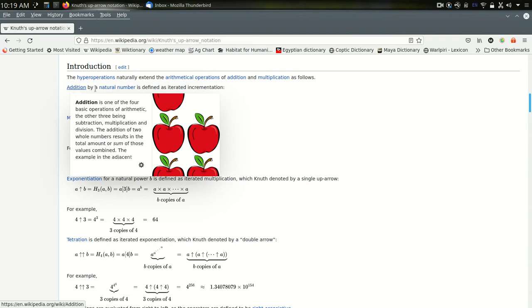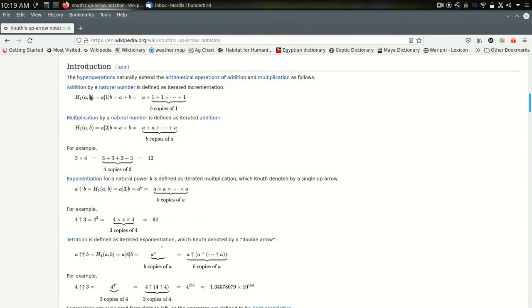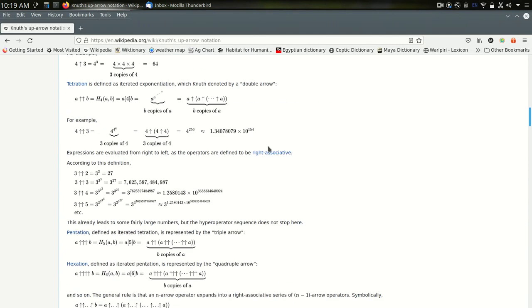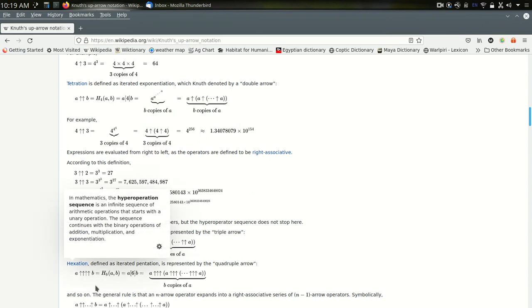So your basic thing, according to these guys, is addition, which is iterated incrementation, is your first order. Multiplication is your second, that's iterated addition. Exponentiation is the third, which is iterated multiplication. Tetration is called tetration because it's the fourth, and that is iterated exponents. And then pentation, hexation, whatever, etc.